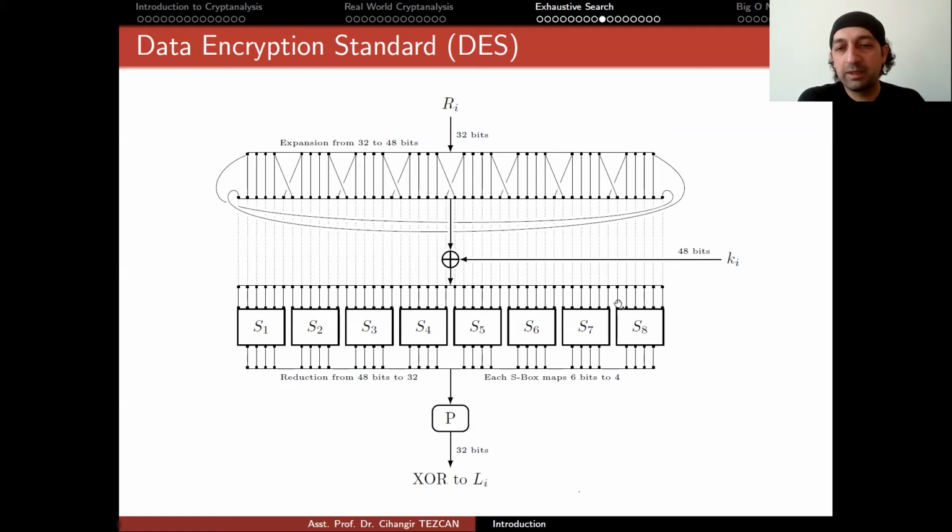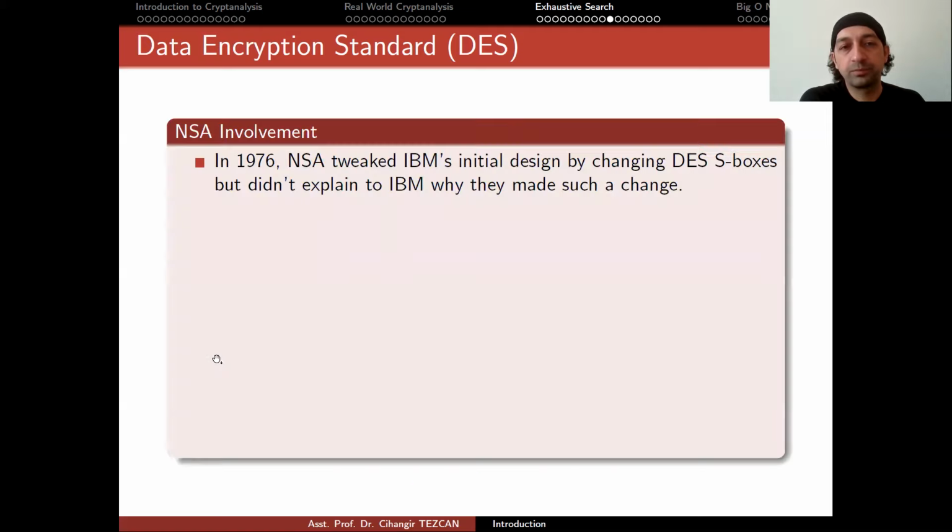So these are the S-boxes that NSA tweaked. This is the important part because this is where differential cryptanalysis lies. They tweaked it in a good way, by the way. The cipher became more secure. So let's look at it because in the following lectures, we will talk about differential cryptanalysis. Let's see how the history actually works here.